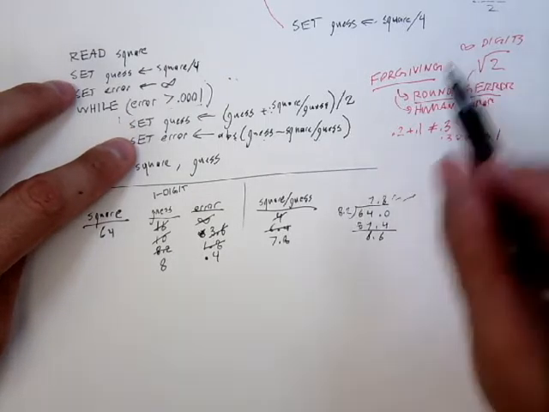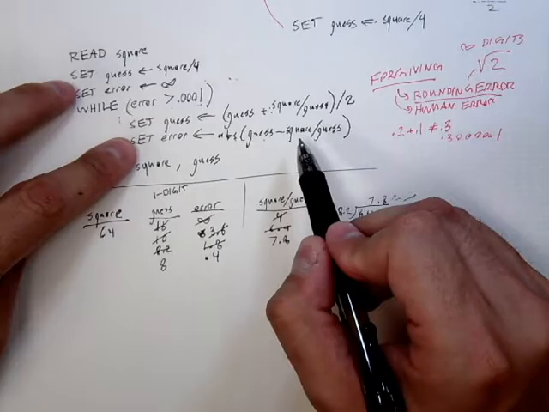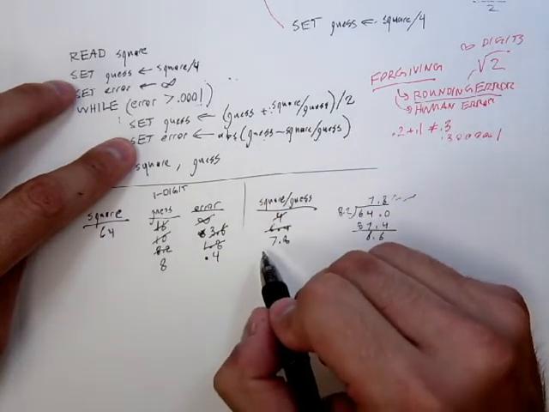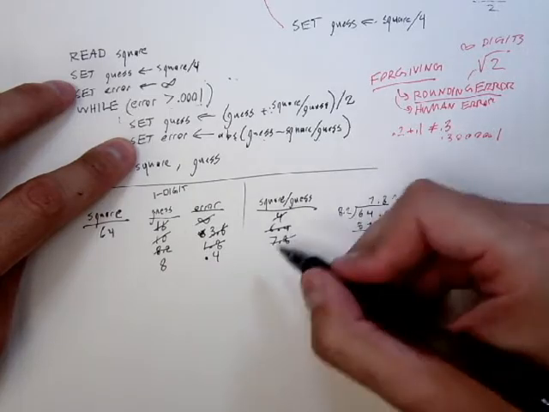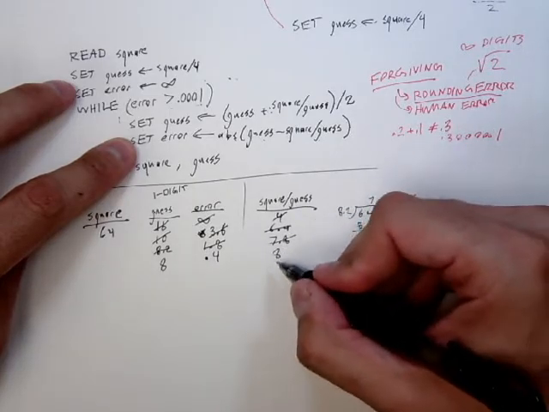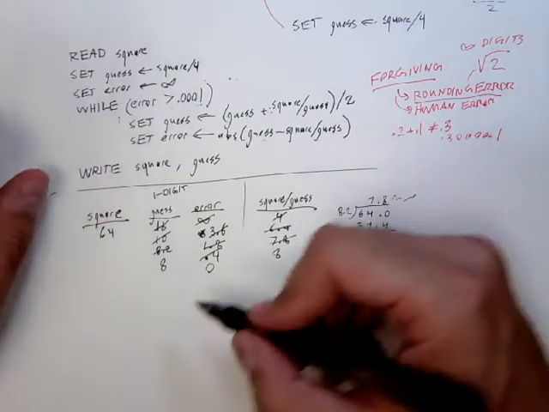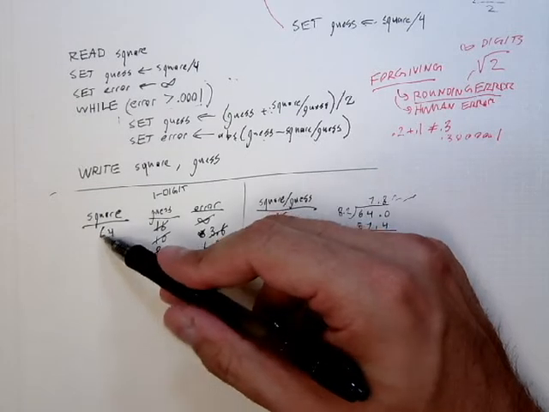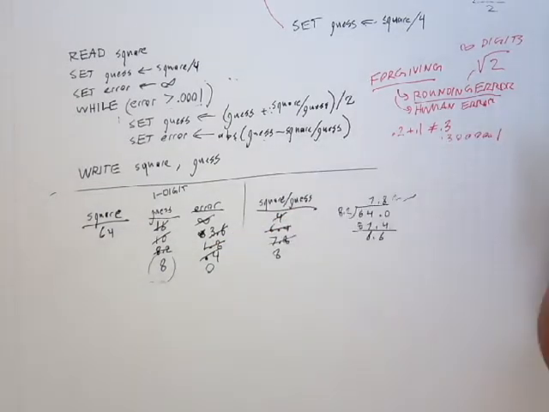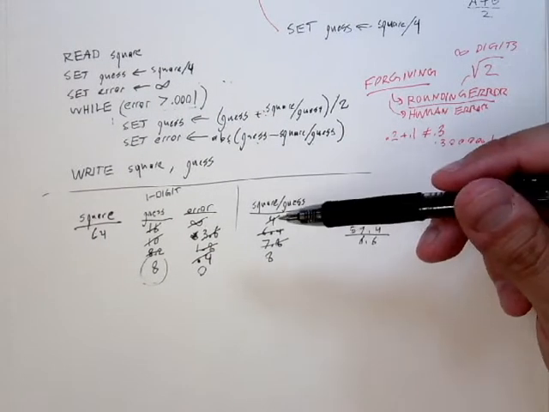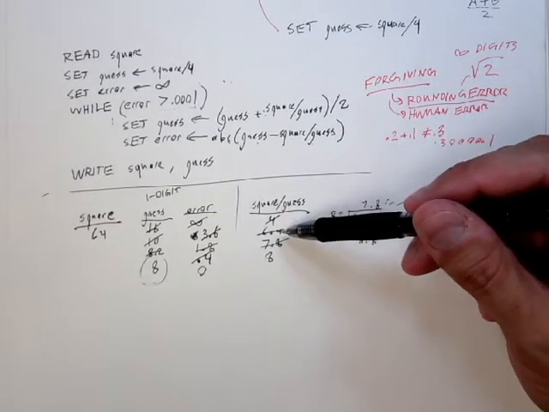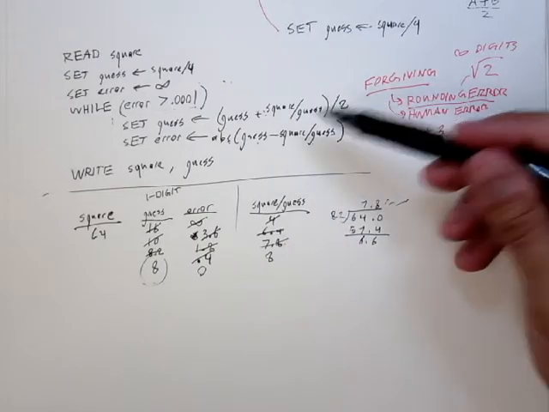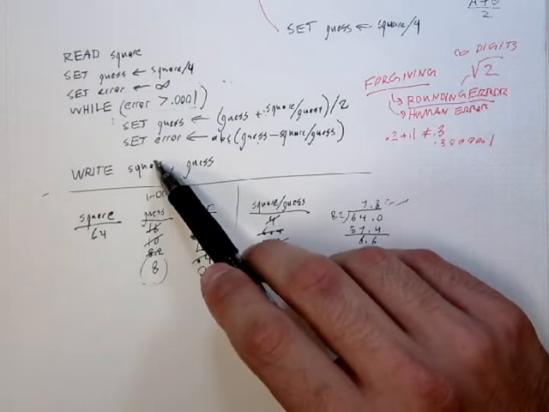My error is the absolute value of the difference between guess and square over guess, which is, oh goodness, I've been doing this wrong. At any rate, that's 8 now, and so my error is 0. And I'm done. So I'm going to write out that the square is 64, and the square root of 64 is 8, which is correct. And I think if you follow along, I've been making a mistake at every step here because I didn't update square over guess when I calculated the error.